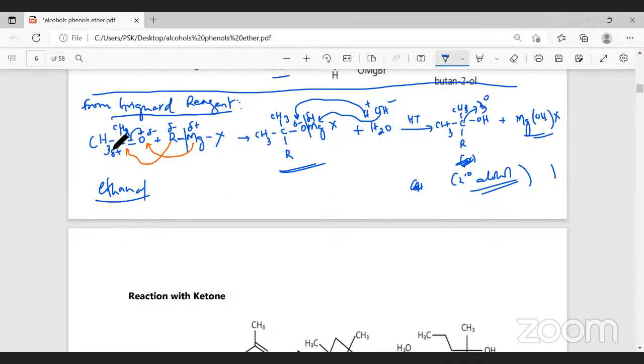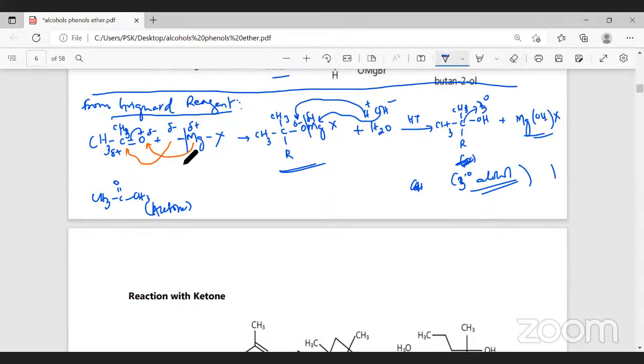This is called acetone. It is a ketone. So we can write this molecule for our understanding, CH3, C double bond O, and CH3. This is nothing but acetone. It's a ketone. When ketones are treated with Grignard reagent, an intermediate compound is formed, followed by hydrolysis, you get tertiary alcohol.